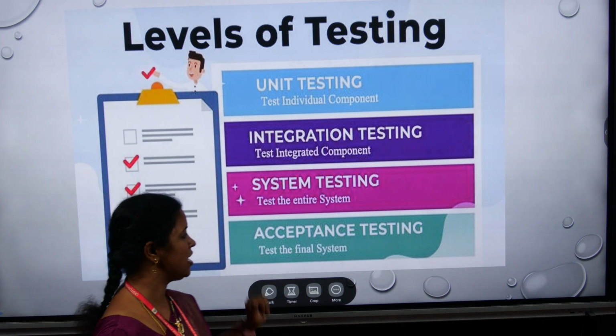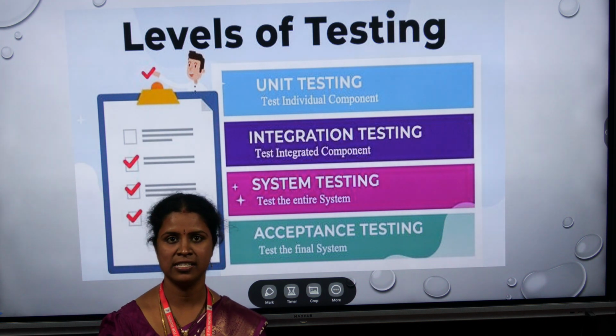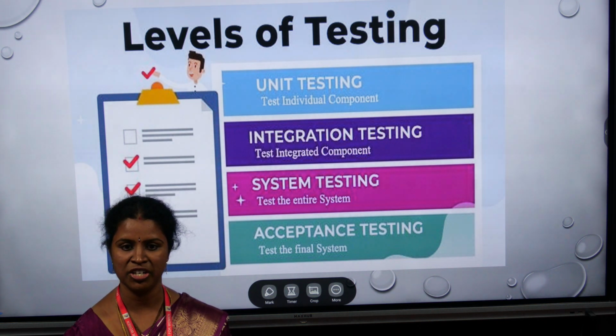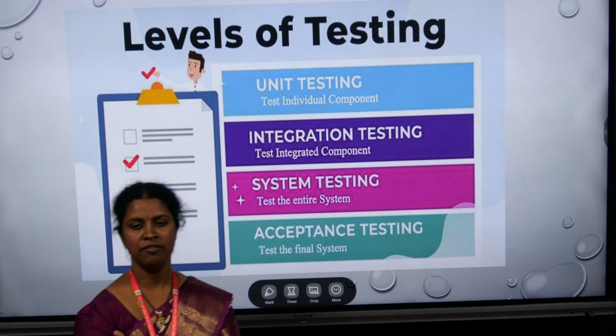Next, the fourth one is acceptance testing. Acceptance testing is testing the final system, that is, whatever we have tested in the application should be done by the user accordingly.